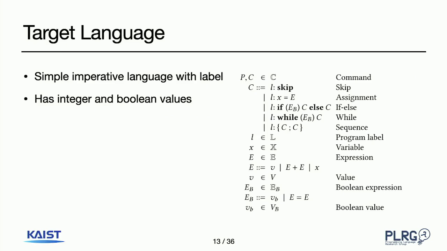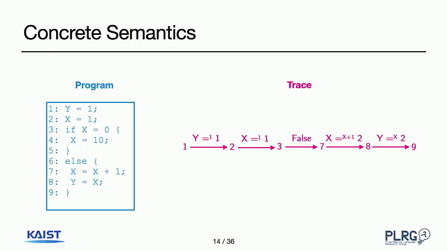To show our work, we define a target language. It is just a simple imperative language with while loop and branch statements, and it has just integer and boolean values. We define the semantics of the program as the trace semantics. This is the example program, and the trace of the given program is given as follows.